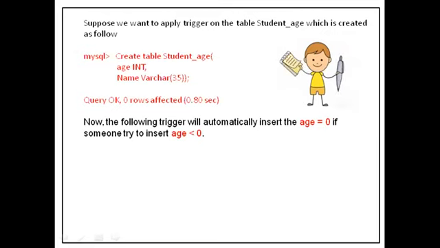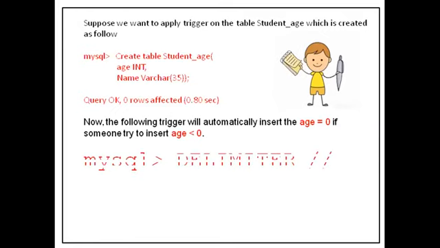So the query is okay. Now the following trigger will automatically insert age equal to 0 if someone tries to insert age less than 0. Now the condition in the trigger is, if someone tries to insert age less than 0, what happens is, so after this, see how to change the delimiter. So regular semicolon to something else, that is based on your interest. So use the delimiter so that after creating the trigger, you can execute the trigger.